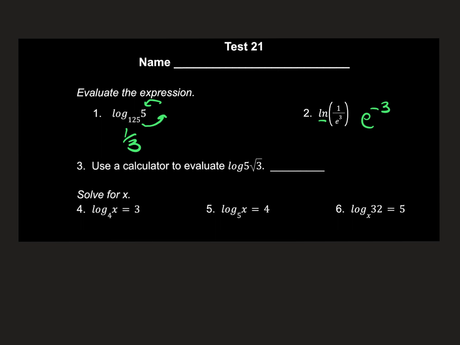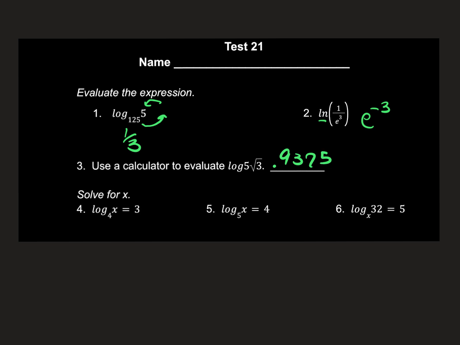Number three, use a calculator to evaluate that. Just take your calculator, hit your log button, and then punch in 5 to the square root of 3. And I'm doing that right now. And I'm getting, let's go 4 decimal places, 0.9375. Make sure you get that same answer there.